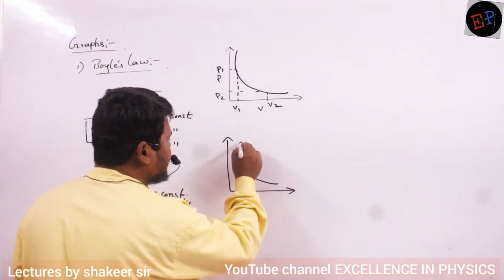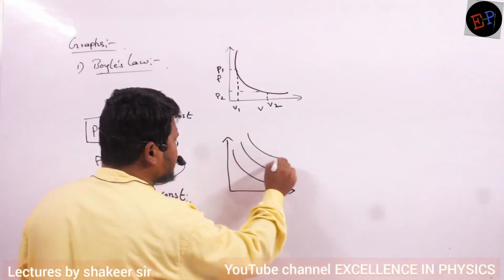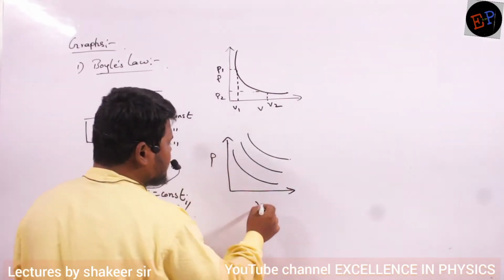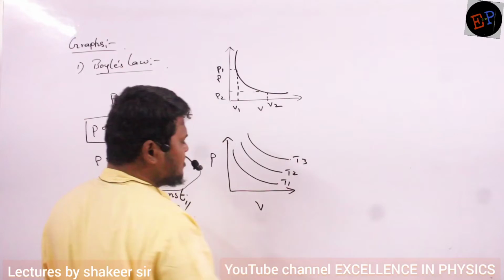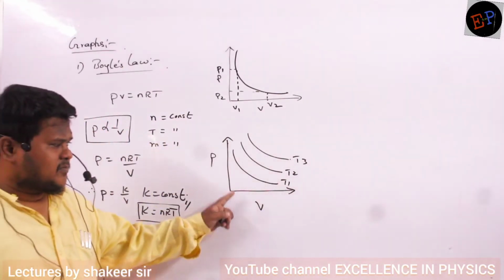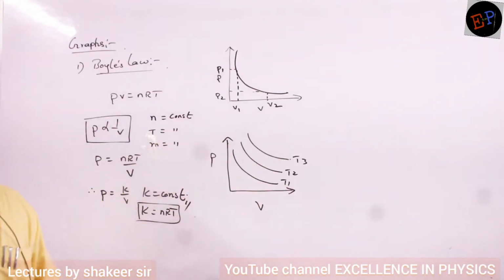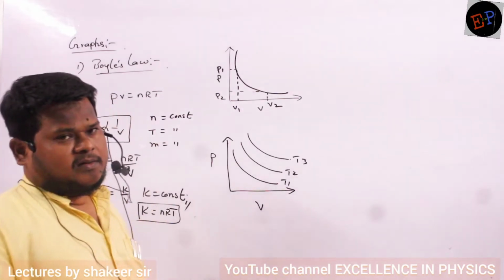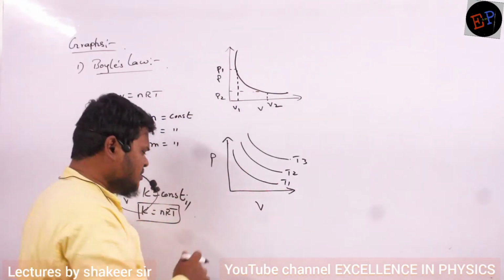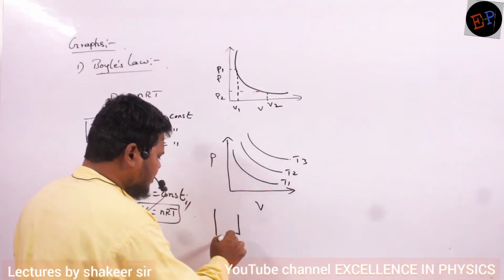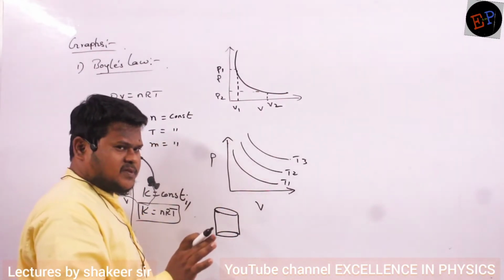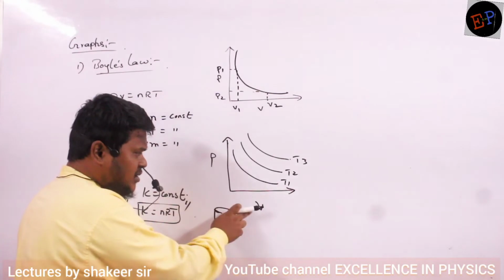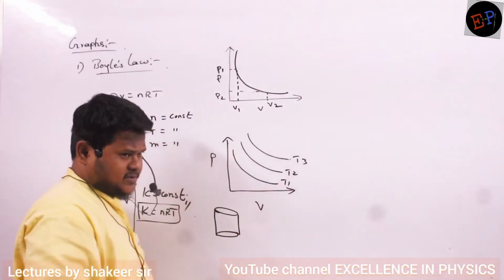Now, if I draw the pressure-volume graph for the same system at different temperatures. For example, this is one graph, this is one graph, this is one graph, this is pressure and this is volume. Let the temperatures be T1, T2 and T3. Then out of them, which temperature is maximum and which is minimum? I have taken the same system. System means what? Any cylinder containing gas is called a system.